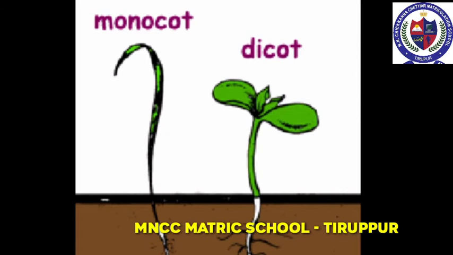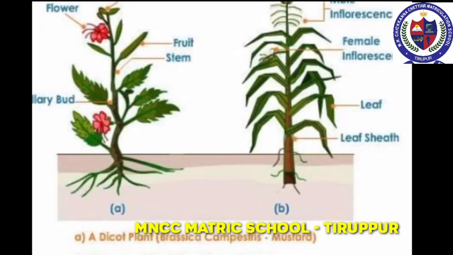Classification of angiosperms. Angiosperms are divided into two classes. They are monocotyledons and dicotyledons. In monocotyledons, seed has only one cotyledon. Plants have fibrous root system, leaves with parallel venation. Flowers are trimerous or not differentiated into calyx or corolla. Pollination occurs mostly by wind. Example, grass, paddy, banana.